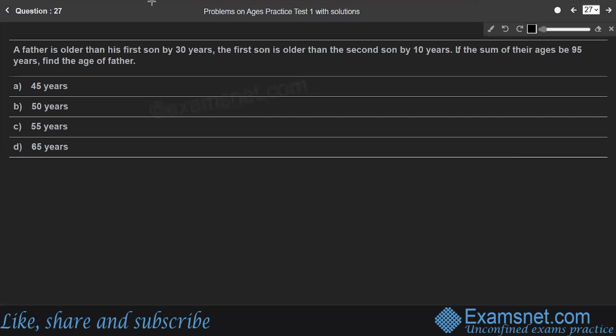Question 27. A father is older than his first son by 30 years. The first son is older than the second son by 10 years. If the sum of their ages be 95 years, find the age of father.